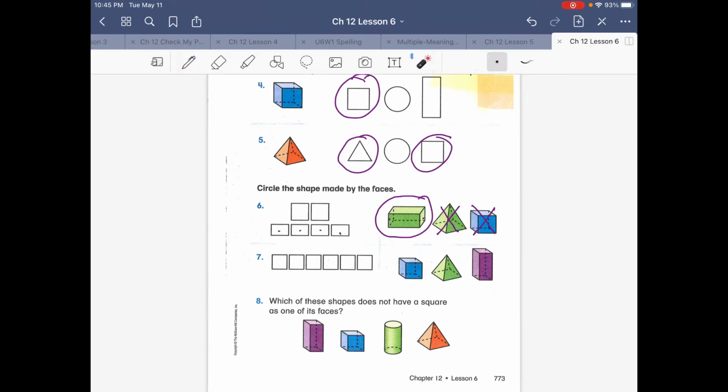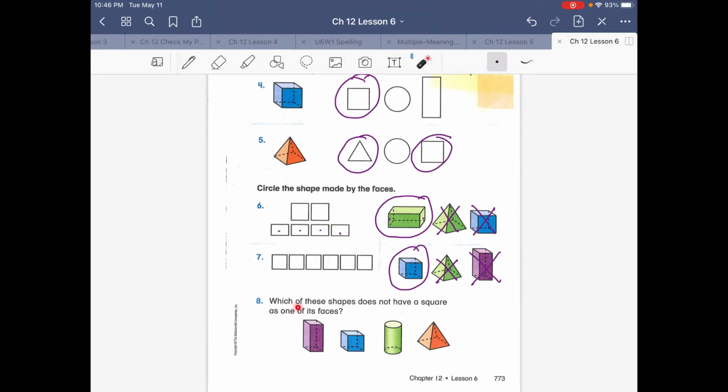How about number 7? 6 squares. Does a cube have 6 squares for faces? A square pyramid or a rectangular prism? Circle your answer. Did you circle the cube? Nice job. It's not the square pyramid, which has triangles for faces, and the rectangular prism has rectangles in it with the squares for faces.